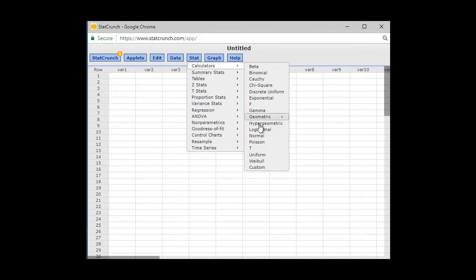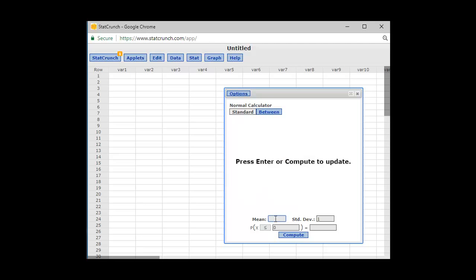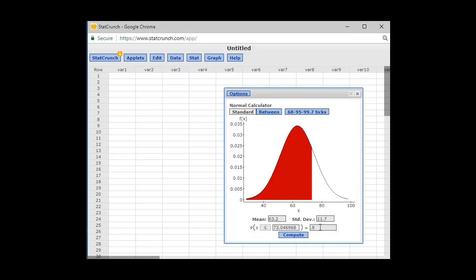So opening that up in StatCrunch: Stats, Calculators, Normal. We've got to put our information about the test scores, creativity score mean 63.2, standard deviation of 11.7. Okay, now this one's kind of weird because we are looking for the data value. We know the probability, so we're going to put in 0.8, and it's going to give us the score nearest to a probability of 0.8. And it wouldn't matter if we put greater than or less than. We're looking for the data value that separates those two. So that's that one.